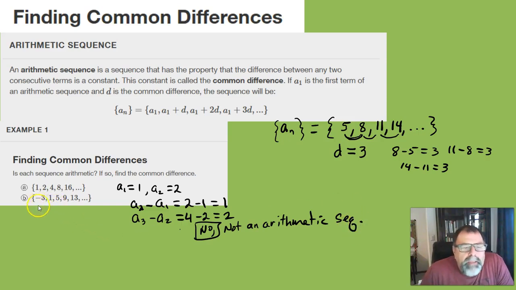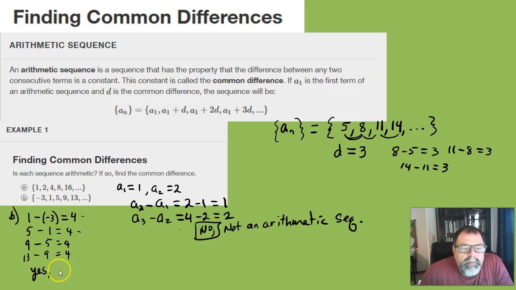Okay. So for B, if you subtract 3 from 1... 1 minus negative 3, that equals 4. And then if we do the next one, 5 minus 1 is 4. And then the next one, 9 minus 5 is 4. And then 13 minus 9 is 4. So you see how they're all the same? They're all common. So yes, this is arithmetic, and d is equal to 4.